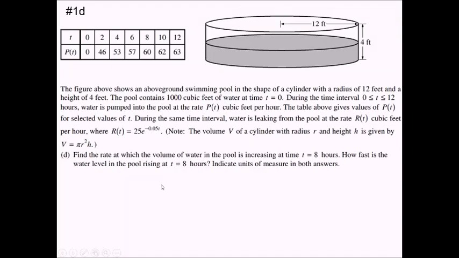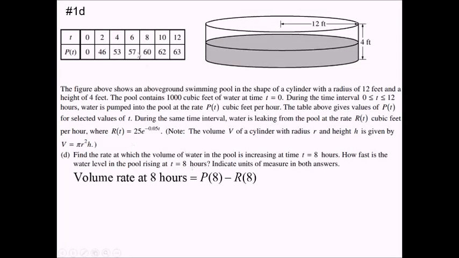And now it's time for the final boss battle on this free response. Part D, we want to find the rate at which the volume of the water is increasing at time equals 8 hours. Well, they're telling us that the rate is increasing to begin with, so we should at least end up with a positive number. Now, to figure this out, we need to take the rate at which the water is being pumped in and subtract the rate at which the water is leaking. So basically, we need P of 8 minus R of 8.